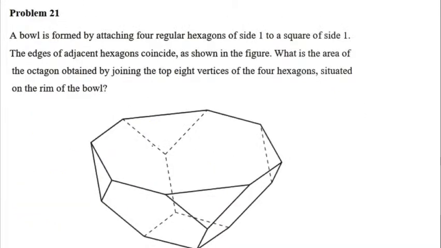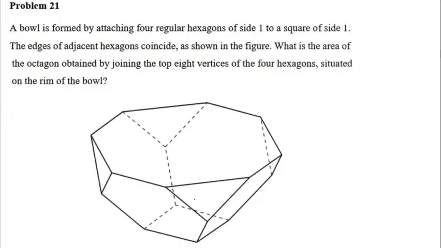AMC 10A 2022, problem number 21. A ball is formed by attaching 4 regular hexagons of side 1 to a square of side 1. So all these lengths should be 1. This 1, 1, 1 here. Let me write all 1s. This part is not necessarily 1. This hexagon, this one, 1, 1, 1. This one, 1, 1. I've written all the 1s that were possible. Also this length is 1.